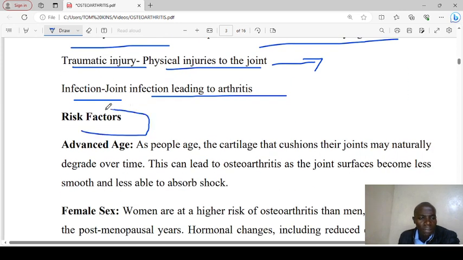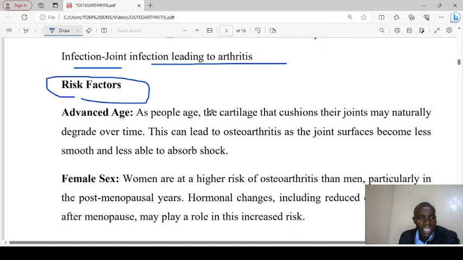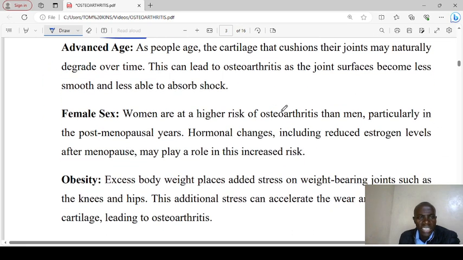We have risk factors of osteoarthritis. One of them is advanced age. So as people age, the cartilage that normally cushions their joints may naturally degrade over time. This may lead to osteoarthritis as joint surfaces become less smooth and less able to absorb shock.